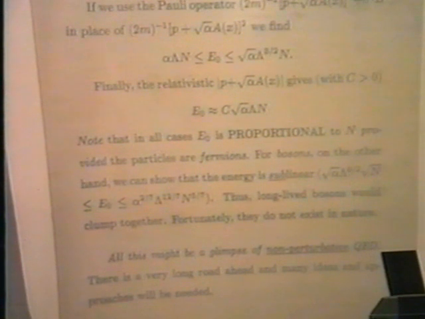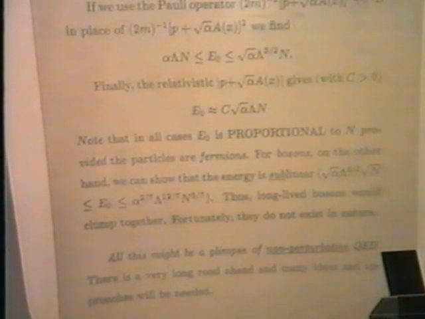And what's also interesting is the fact that if you have n such particles obeying the Pauli principle, the bounds we get are proportional to n. And if we have bosons, I've written it down here, the energy is sublinear, going to the square root of n.